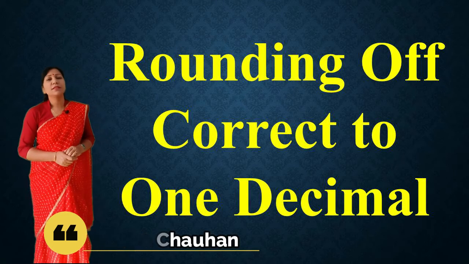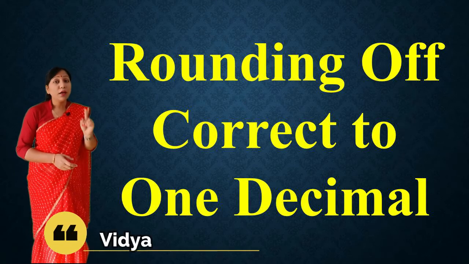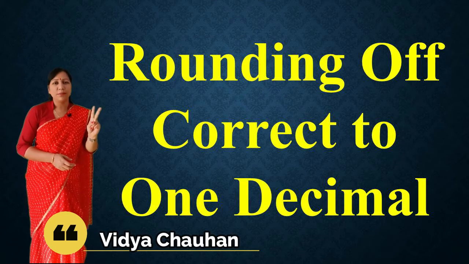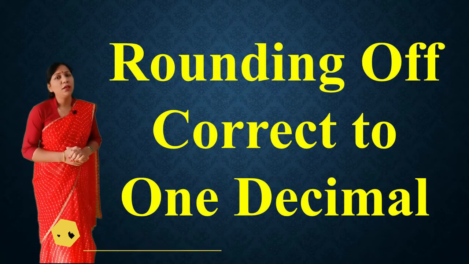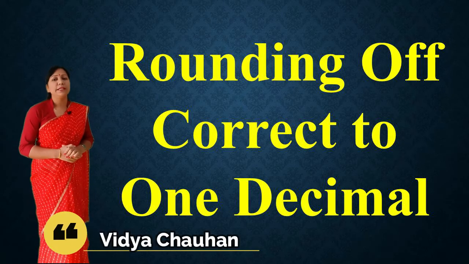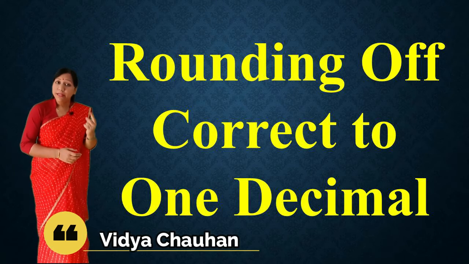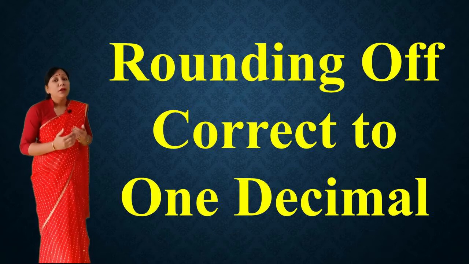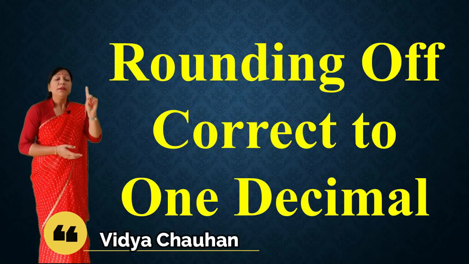Today we will discuss two different topics related to the same: rounding off to the correct 1 decimal place and rounding off to the correct 2 decimal places in any decimal number. Right students? So first, let us see the rule. If any decimal number is given to you, and you have to round it off correct up to 1 decimal place.